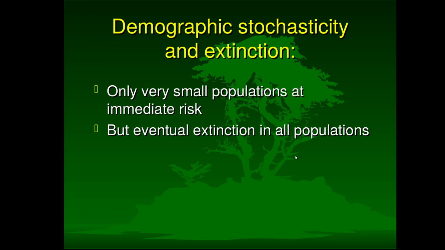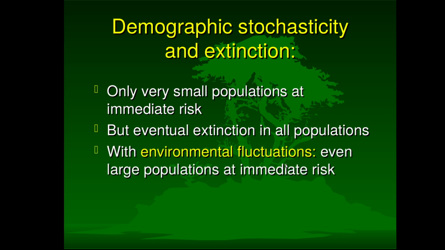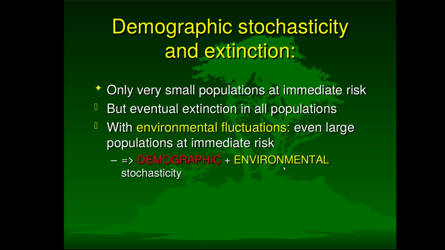All right, so demographic stochasticity puts small populations at immediate risk. Large populations are not at immediate risk, but they eventually could be. But with environmental fluctuations superimposed at the same time as demographic stochasticity, even large populations can be at immediate risk. So this is demographic plus environmental stochasticity operating at the same time, operating in all populations, really. And it's the smaller populations that are at most risk, obviously.